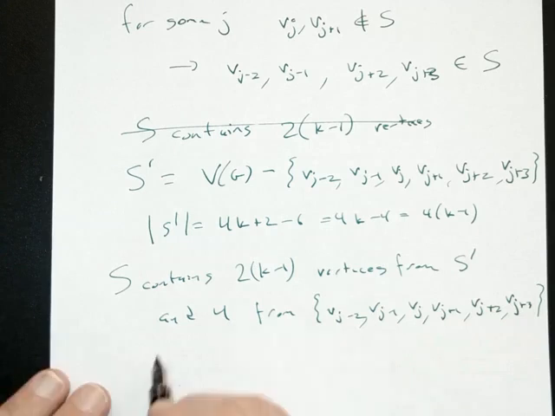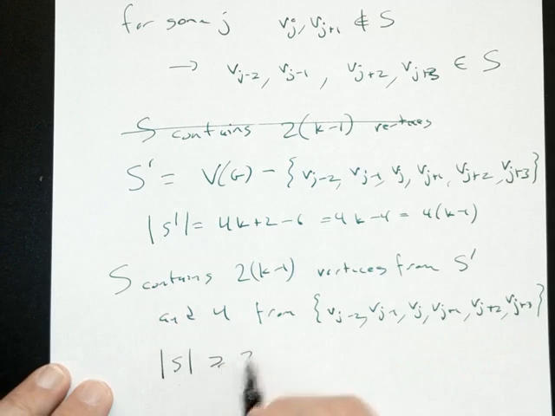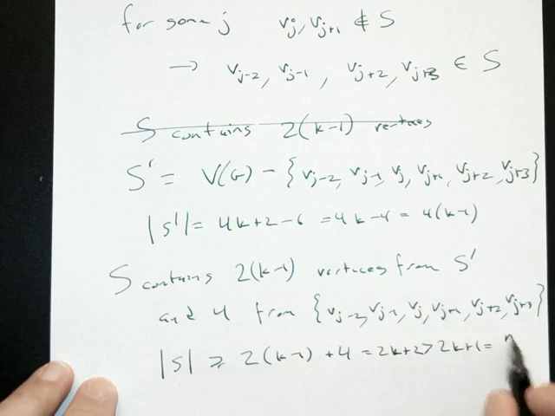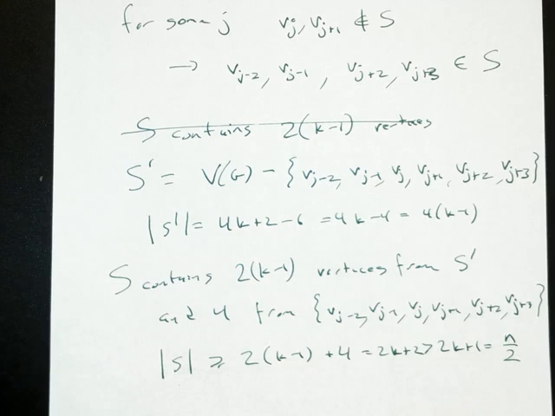Wait a minute. S must be at least 2k minus 1 plus 4. That's 2k plus 2. That's bigger than 2k plus 1, which is n over 2. Crap. The minimum dominating set has to be bigger than n over 2, and we started by saying it was equal to n over 2. There's my contradiction.